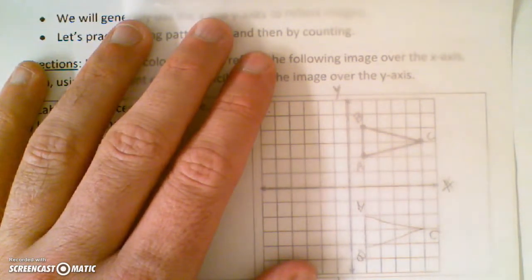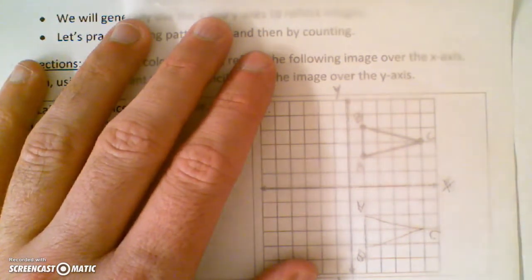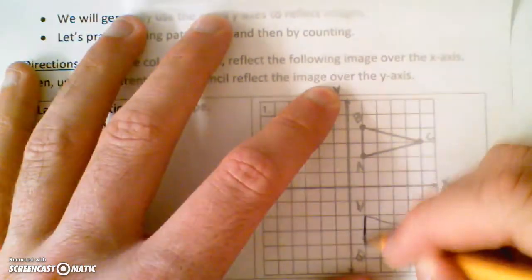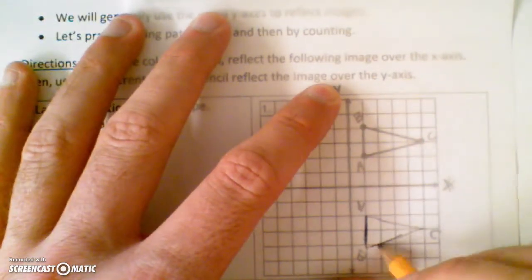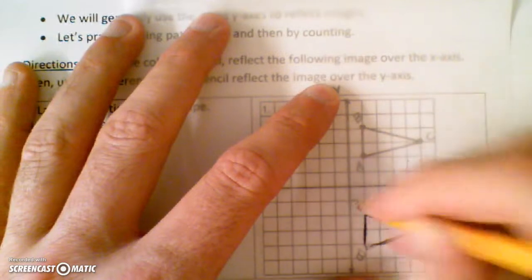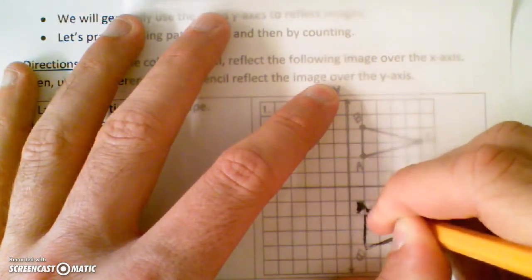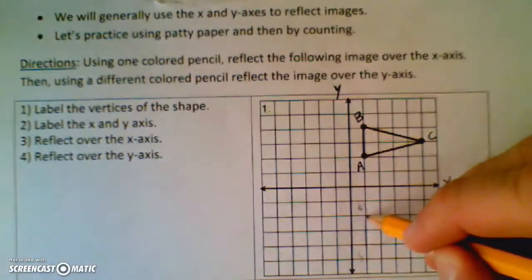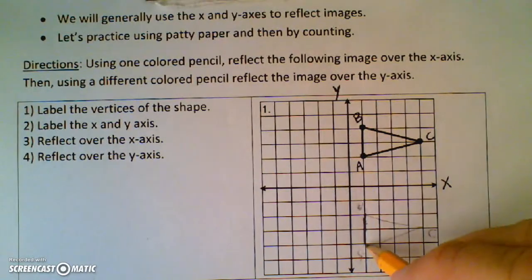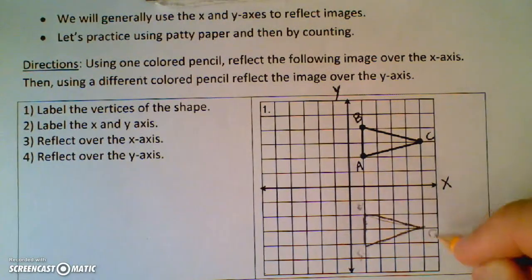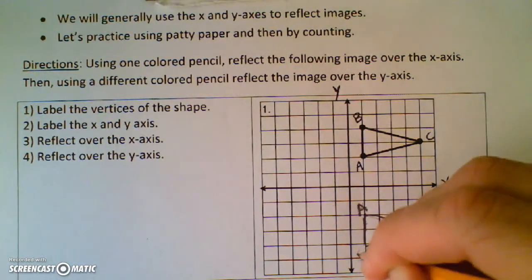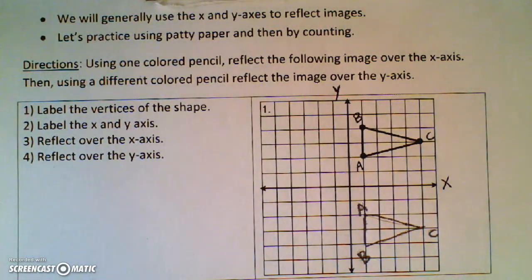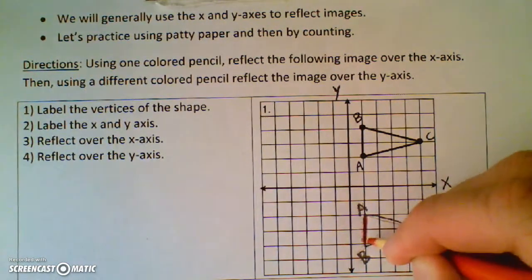What's nice about the patty paper is that we can trace through the patty paper if we press really hard on it. And it should come through to the other side. Label my points. This is now point A, and this is now point B. So I got a faint outline there, but I can see it enough to trace over it. And I'm going to use a different color so we can tell the difference. This was the one that was reflected over the x-axis. I'm going to use this as red.